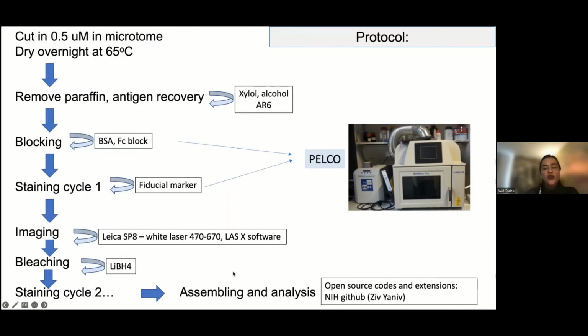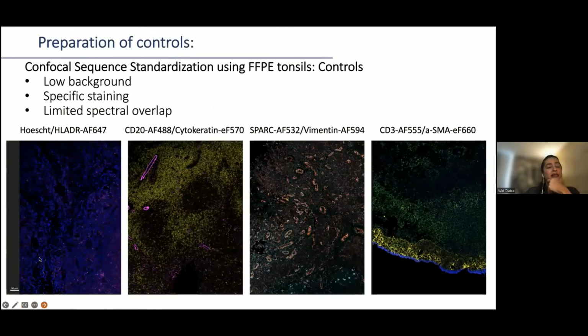After the imaging, you go bleaching with lithium borohydride, and then you come with your different cycles. Once you have acquired all your images from your different cycles, you go to Ziv's NIH GitHub site that is listed in Andrea's paper, and you do your aligning and your analysis using his software. This is just to show you.